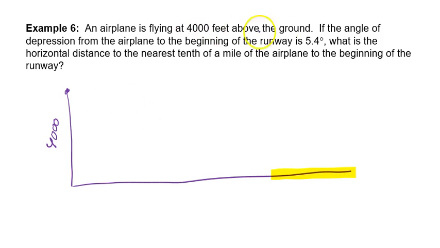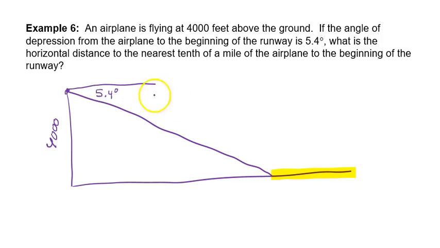And I'm going to read that sentence again. If the angle of depression from the airplane to the beginning of the runway. So the airplane to the beginning of the runway is here. The angle of depression has to be flat on top. So we're talking about this angle here being 5.4 degrees. And the question is, what is the horizontal distance? Horizontal, again, flat, would be this distance here between the plane and the runway, but it's the horizontal part only.